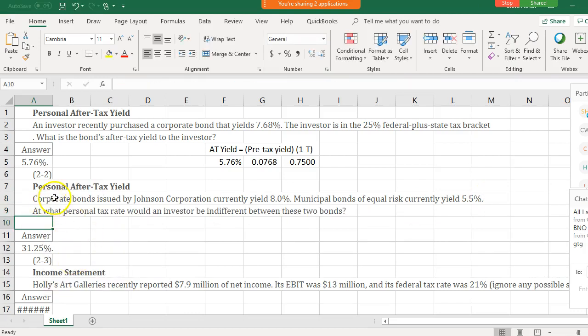So the question here is, corporate bonds issued by Johnson Corporation yield 8%. Municipal bonds of equal risk yield 5.5%. At what personal tax rate would an investor be indifferent between these two bonds? And then here's the point that you may not know yet: if you own municipal bonds, they're tax-free. If I were to personally buy municipal bonds, any interest income that I receive is 100% tax-free.